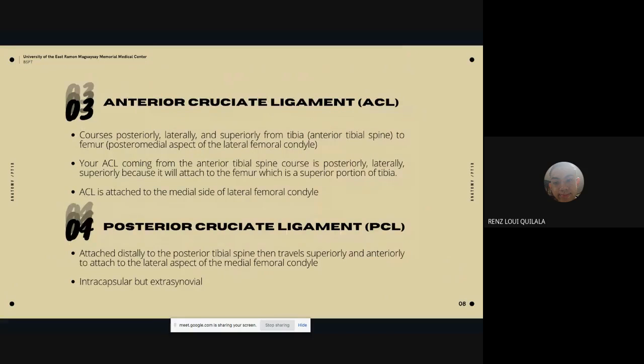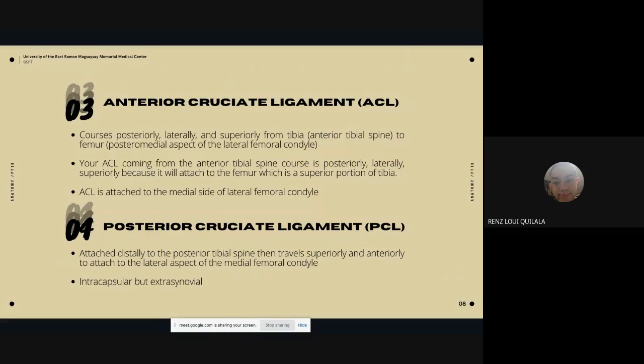For the anterior cruciate ligament, the ACL comes from the anterior tibial spine and courses posteriorly, laterally, and superiorly to attach to the femur, which is superior to the tibia. The ACL is attached to the medial side of the lateral femoral condyle. It resists knee hyperextension and resists anterior translation of the tibia on the femur. It prevents anterior translation of the tibia on the fixed femur, and it prevents posterior translation of the femur on a fixed tibia.